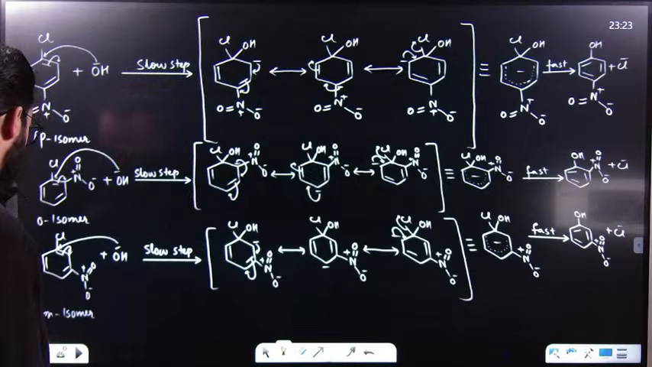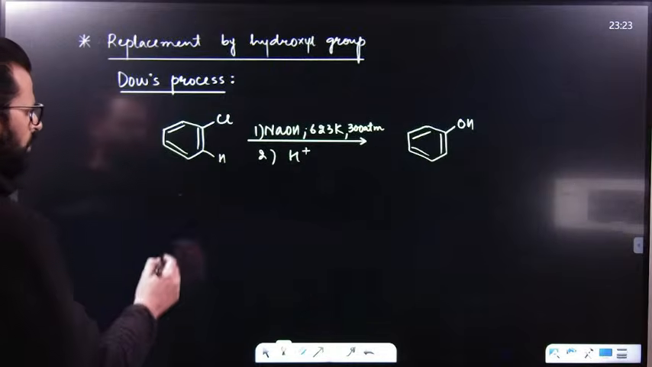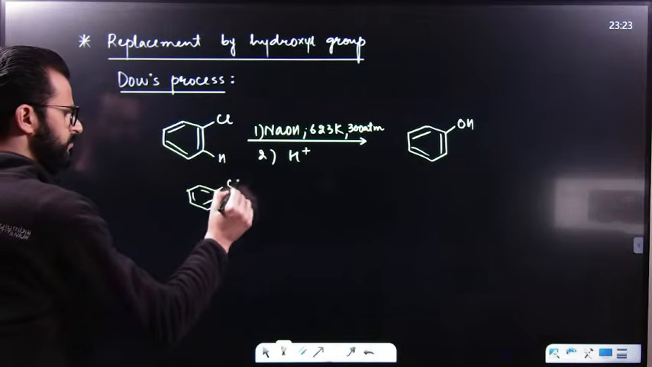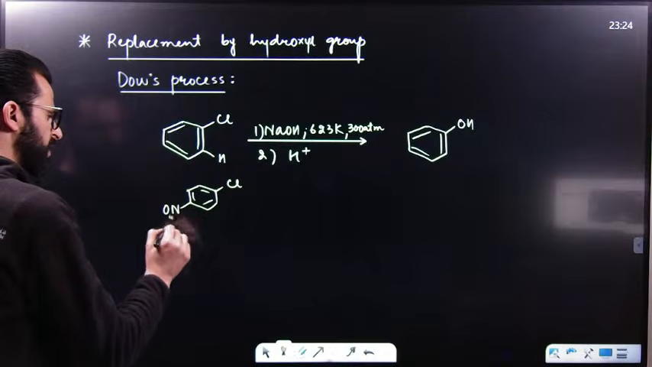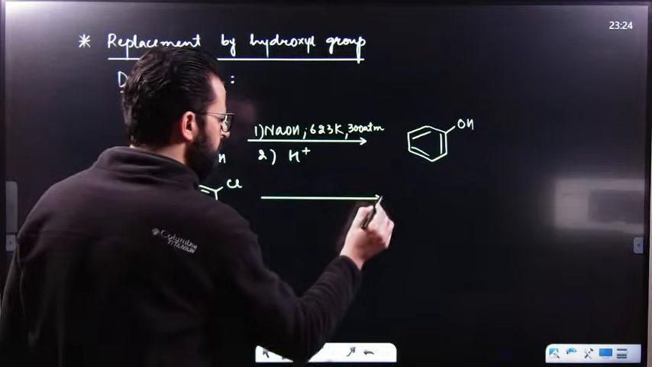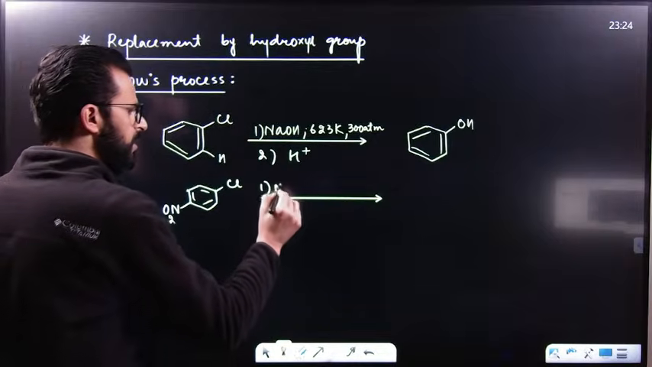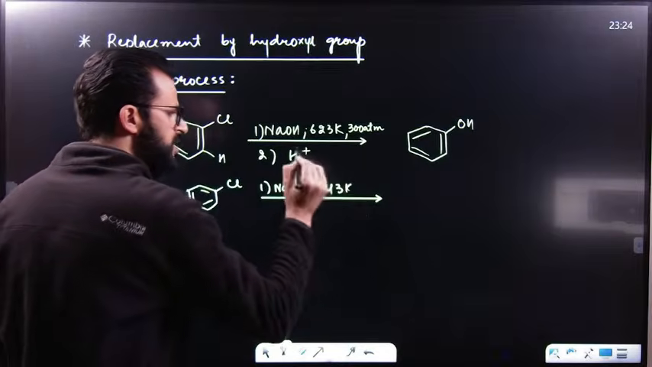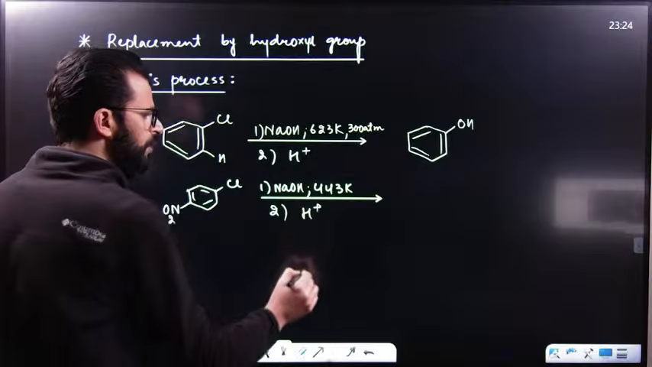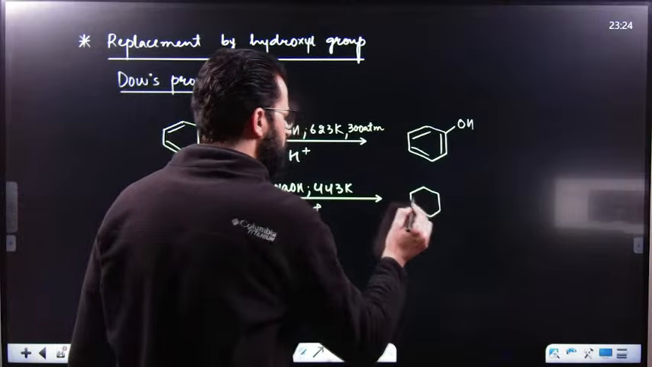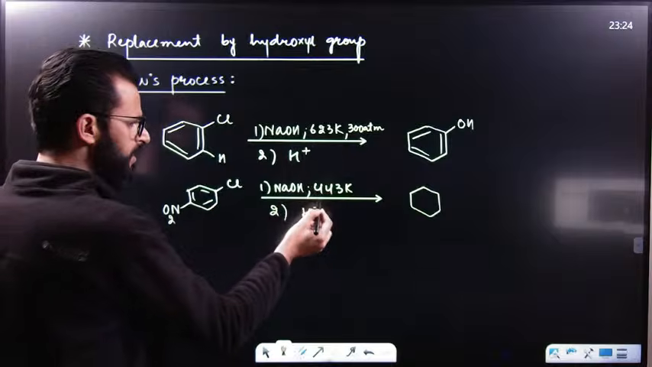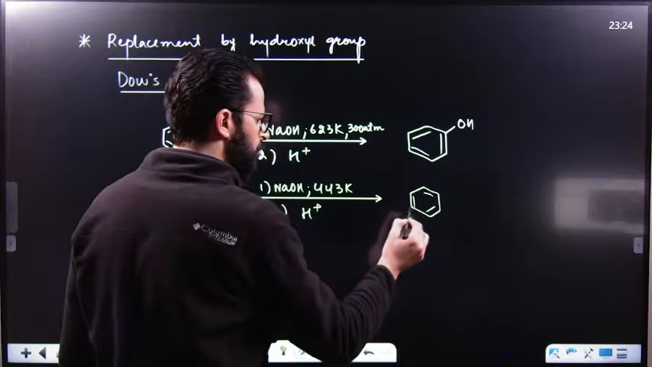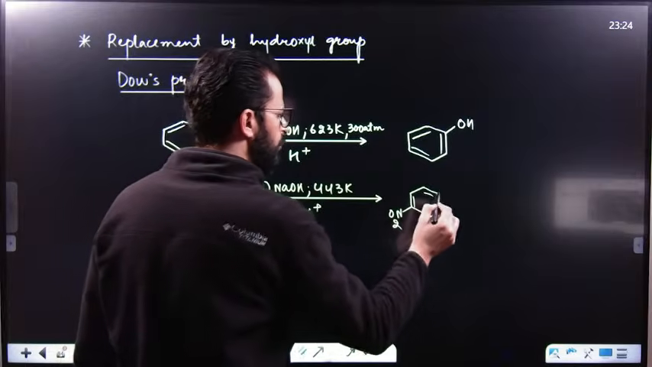After that, have a look. Now, if I simply add an electron withdrawing group at the para position, the rate of reaction will be increased. That is why we can do this reaction at lower temperature as well. That means first more drastic conditions were needed. Now that type of drastic conditions are not needed, as the reaction will be faster due to the electron withdrawing group at the para position.